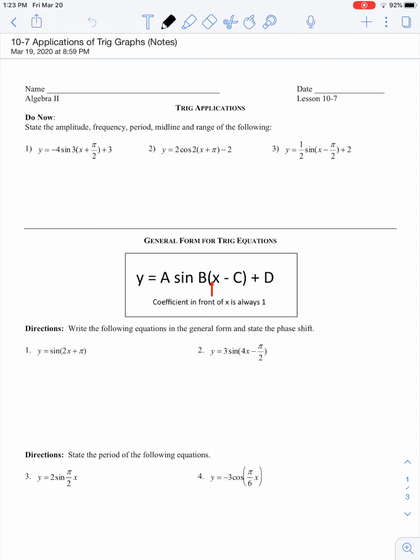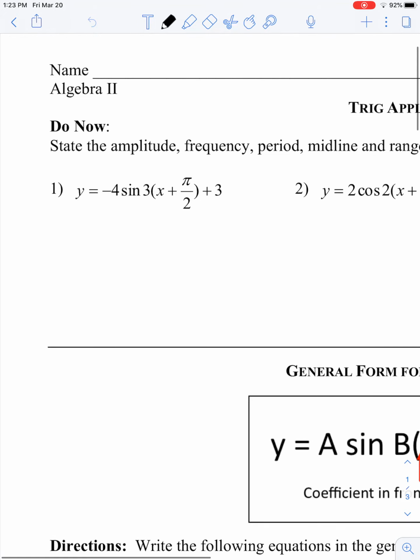Now I'm going to go over the answer to each of the do now questions. If you look at question number 1 and you're looking to find the amplitude, you want to look at the number in front of the trig function. But just remember, it's the absolute value of that number. So the amplitude for question number 1 should be 4.